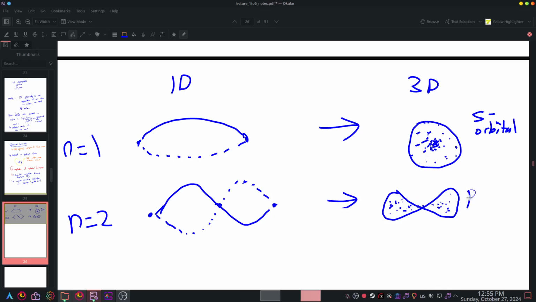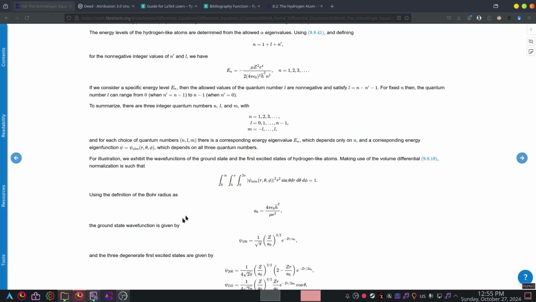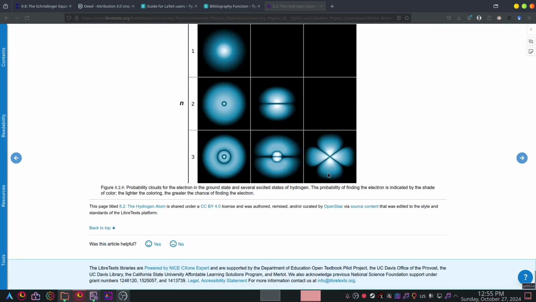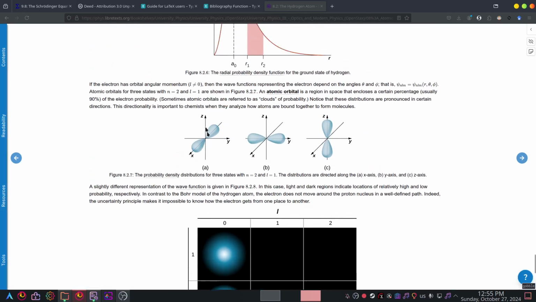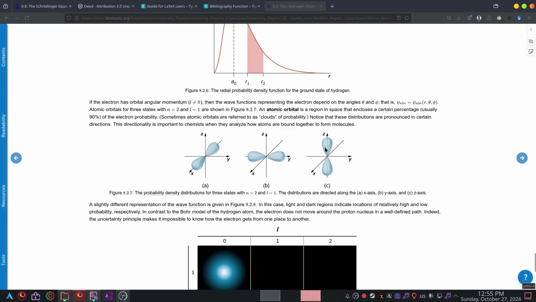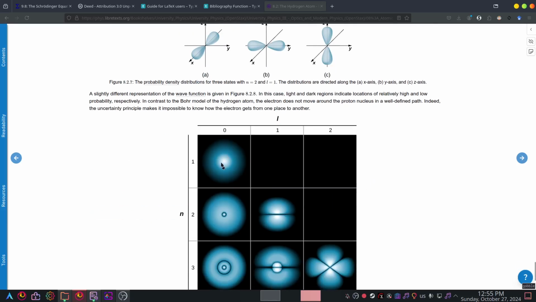We call this p orbitals. So you can see somewhat the 1D and the 3D, the projection kind of looks a bit like that. So let's go to this hydrogen atom, and this is what this p orbital here looks like. It's really like a dumbbell. This is the s orbital. This is the p orbital.